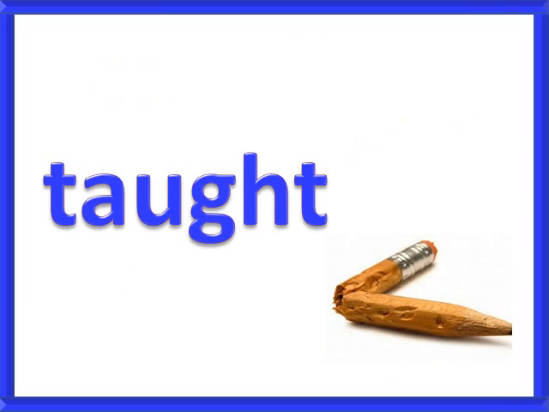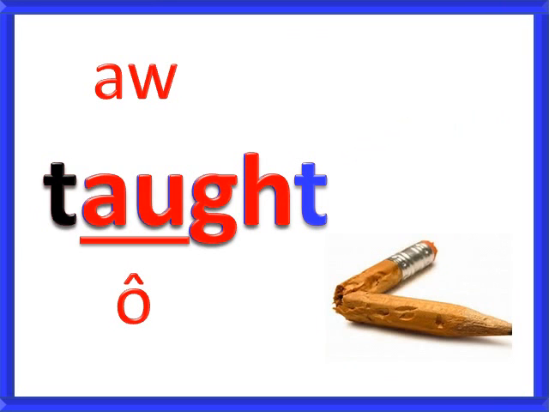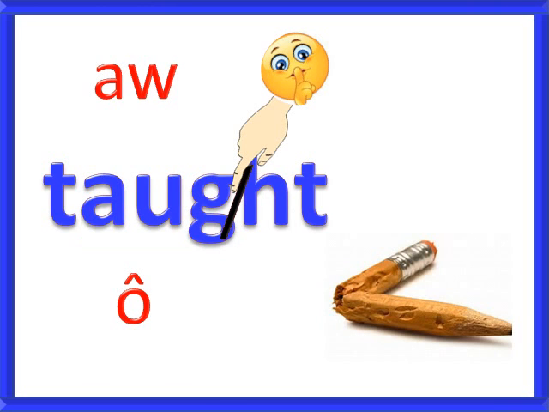Taught. T, ah. Taught. Same thing. See? The GH is silent. And the T says T, and the AU says ah. T, ah, T, taught. GH silent. It makes no sound. Okay? Now, over there.